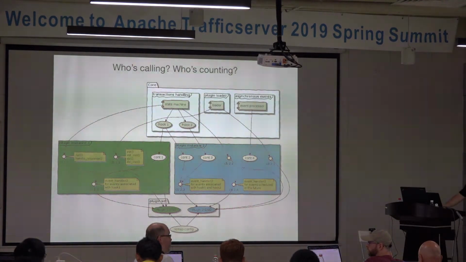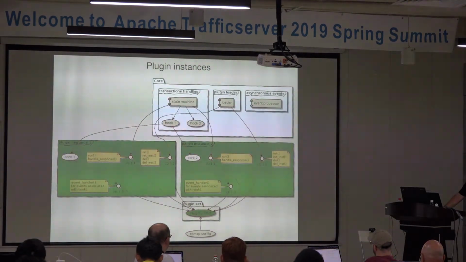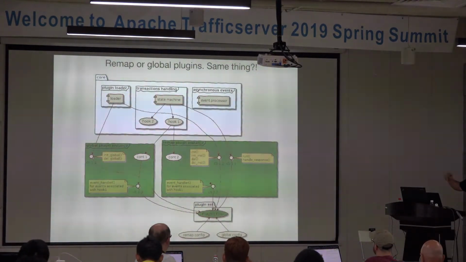I would imagine those SOs change once a month, right? Whereas the email might change more often. Okay. So this is how the two instances of the same plugin look, and this is actually what the global versus remap plugin looks like.